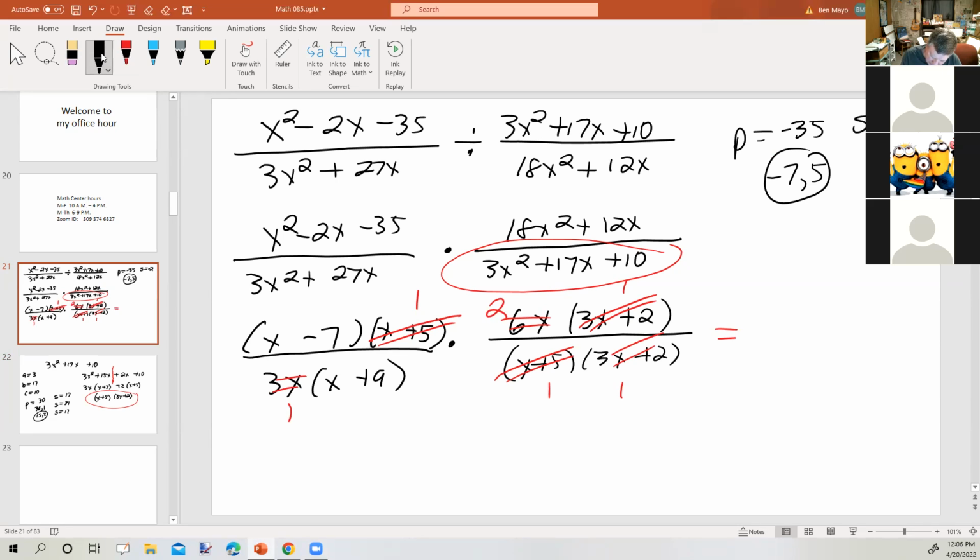In the numerator, I have 2 times x minus 7. In the denominator, I have what? X plus 9. Okay with that one? Yes.